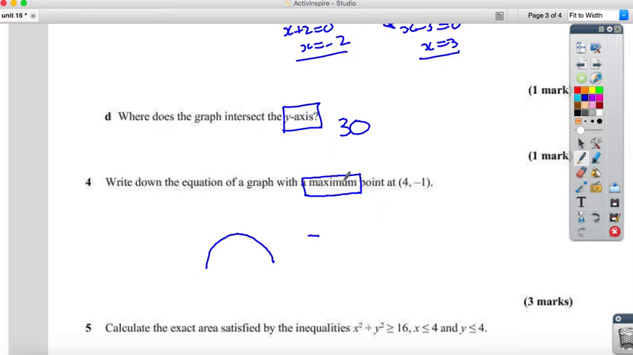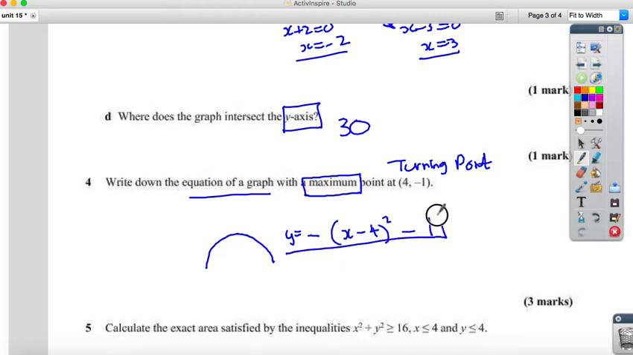And then, when it's a maximum or a minimum point, it's a turning point. Because if it's a maximum, it goes up and comes back down again, so that's a turning point. So in terms of doing this, it's minus, because the coordinate is a 4, it's actually x minus 4 squared, because in the bracket, remember, the sign is the opposite of where the turning point is, and the minus 1 must just go at the end.